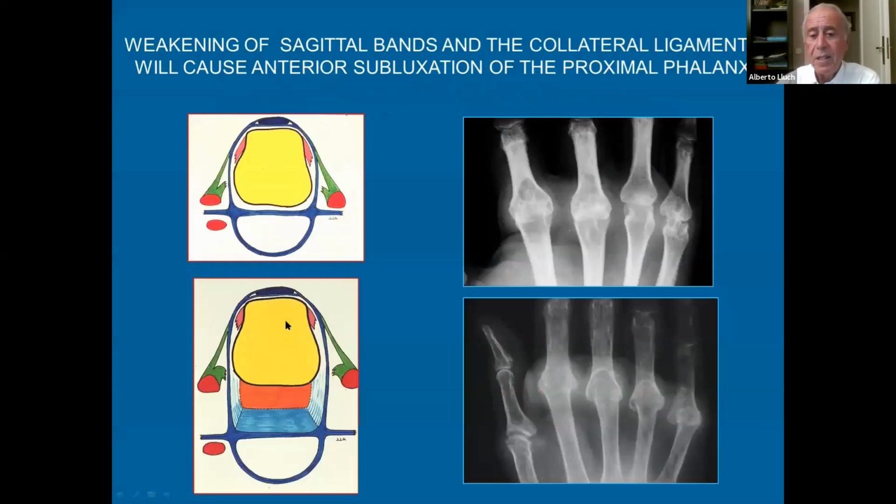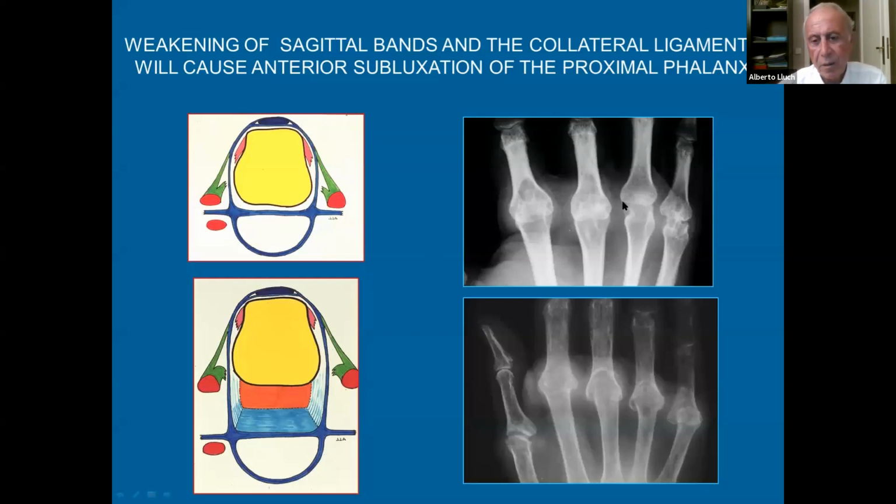And this is what happens in rheumatoid arthritis. This is the drawing that we have seen before, normal anatomy. And this is what happened. We have a synovitis of the MP joint, metacarpal head in yellow, base of the proximal phalanx in orange. And we can see that the synovitis has distended and elongated the sagittal bands, radial because the lumbrical is here, and ulnar because it's the opposite intrinsic, and here the collateral ligaments.